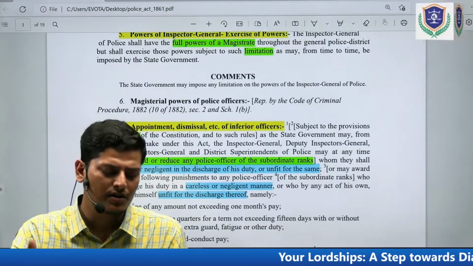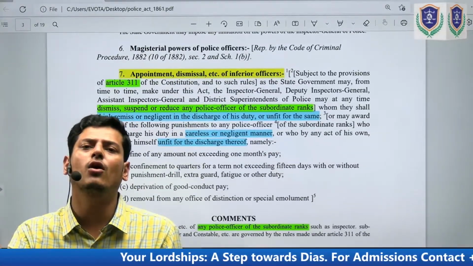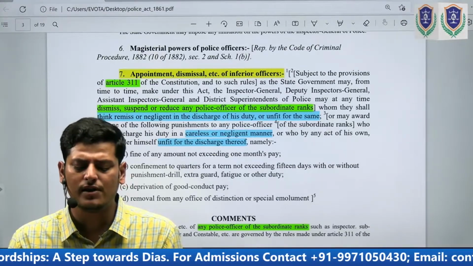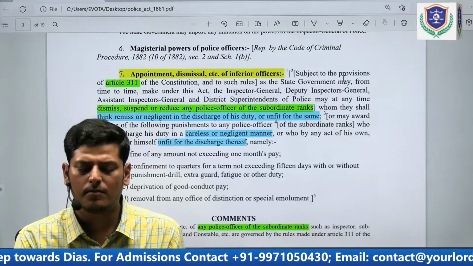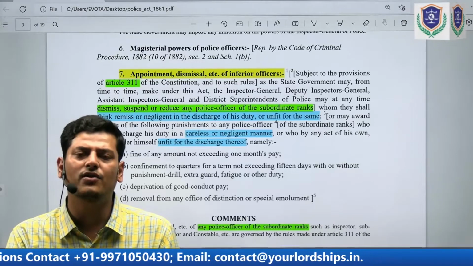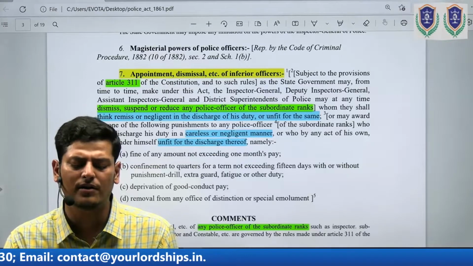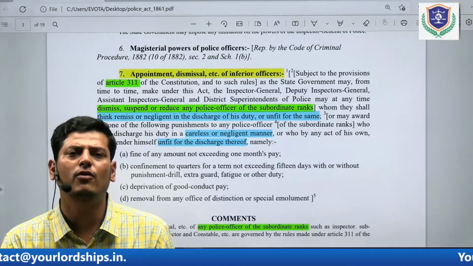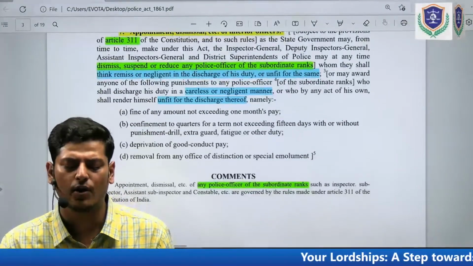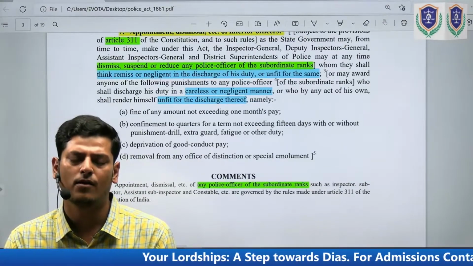So Section 4 is done, Section 5 is done, and Section 7 too, if you look at it: appointment, dismissal. Section 7 is basically the disciplinary proceeding. So in Section 7 also we'll see, subject to the provisions the state government may from time to time make under this Act, the Director General cum Inspector General, the Inspector General, the Deputy Inspector General, Assistant Inspector General and District Superintendent may from time to time dismiss, suspend, or reduce any police officer of the subordinate rank whom they think negligent, remiss, or unfit for the duty. So here also it has been added.